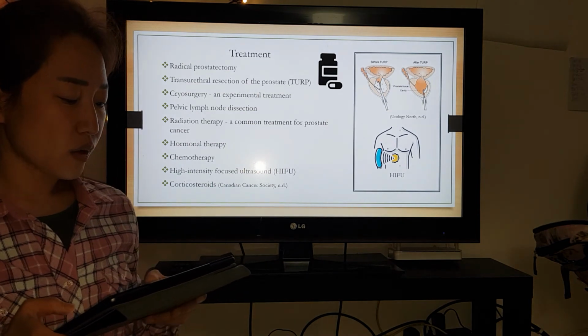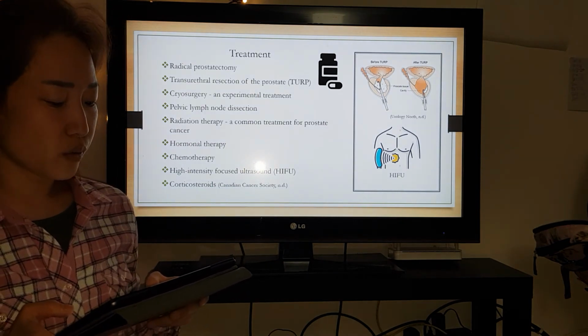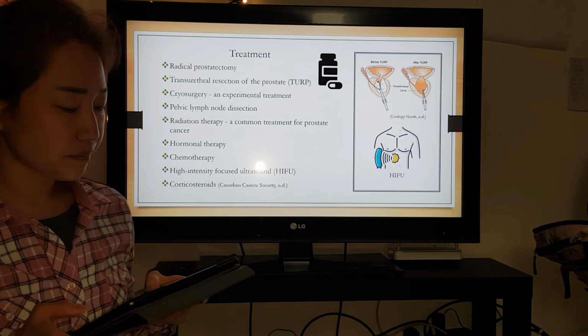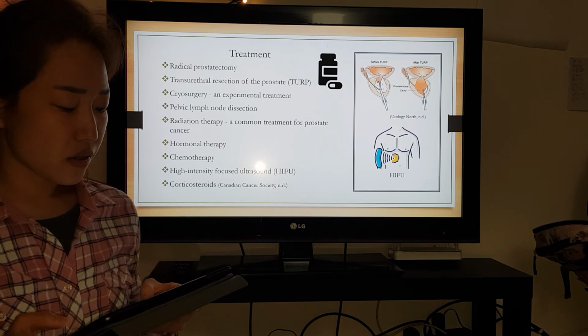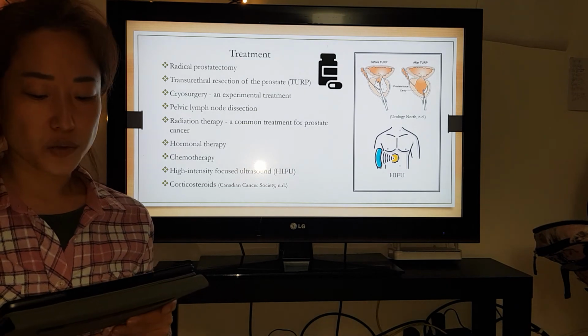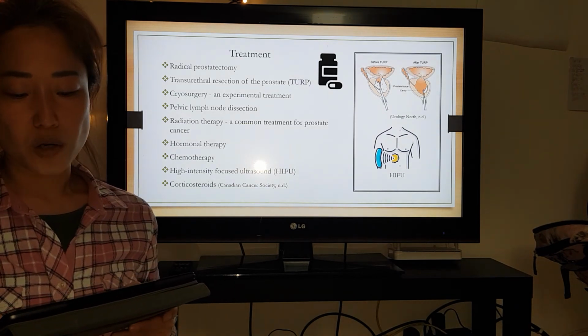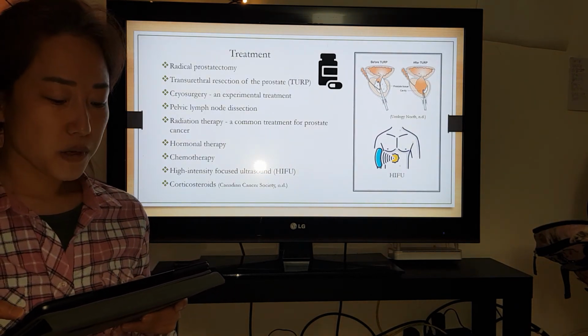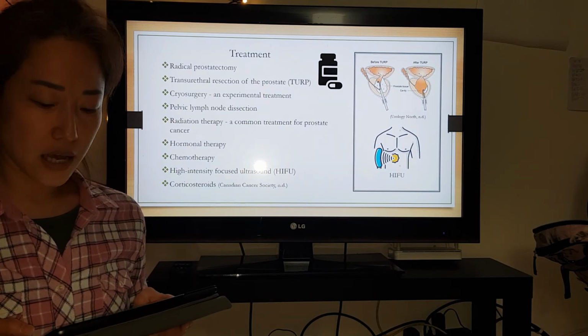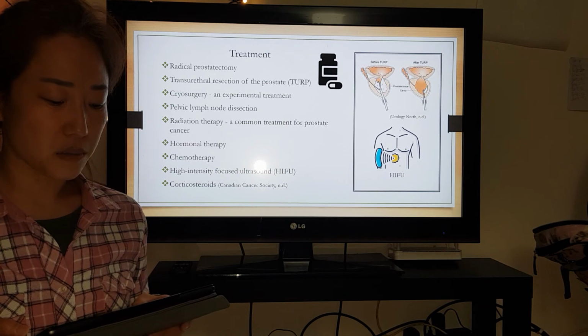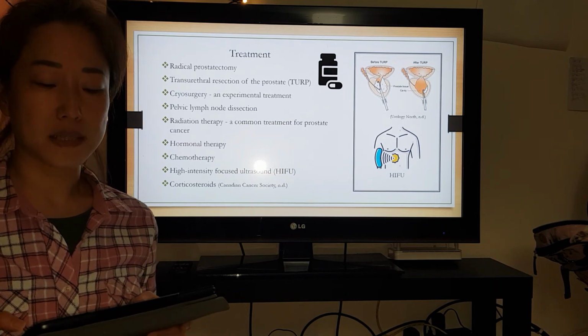The cryosurgery, an experimental treatment for prostate cancer. The pelvic lymph node dissection, radiation therapy. This is also a common treatment for prostate cancer. The hormone therapy is most often used to treat advanced prostate cancer or prostate cancer that comes back after other treatments.